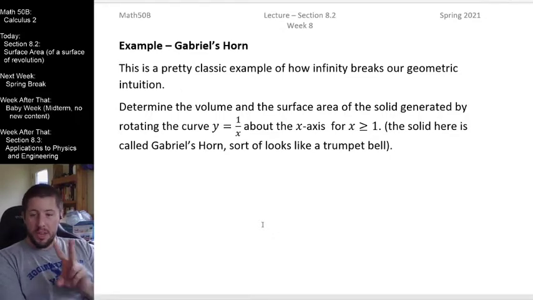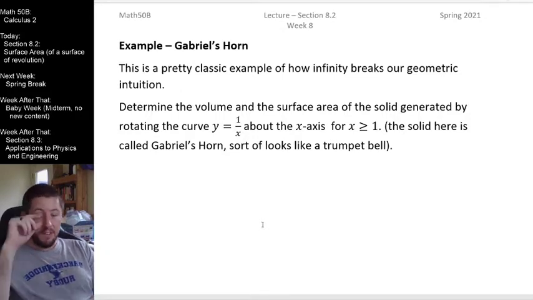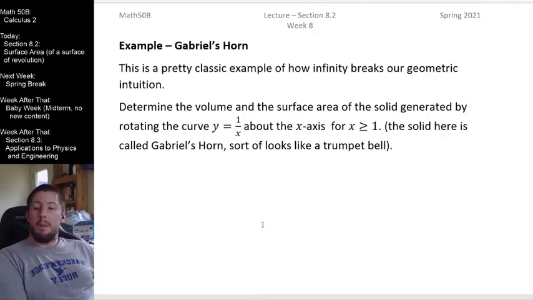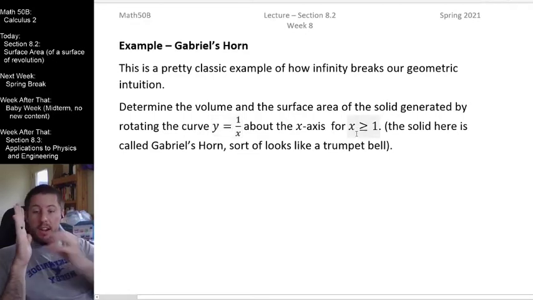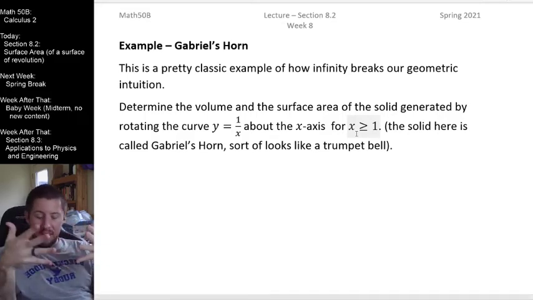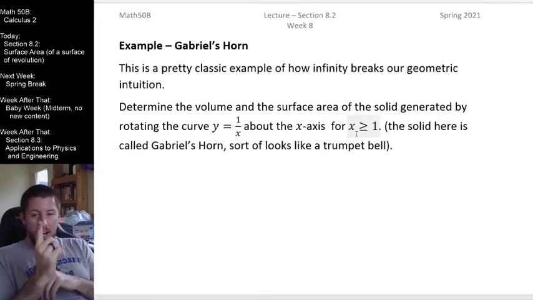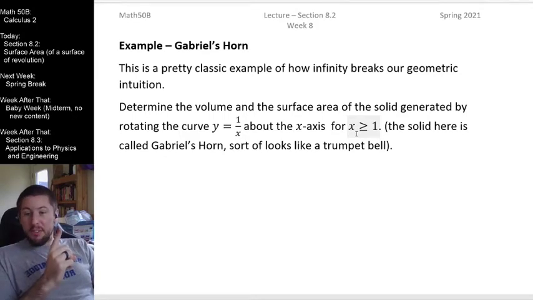What I want to do is two things. I want to know the volume of Gabriel's horn, and I want to know the surface area of Gabriel's horn. Gabriel's horn is a shape that is constructed by rotating y equals 1 over x about the x-axis for all values of x greater than or equal to 1. So there is a whole bunch of topics that converge on us right here. One, we're going to talk about the volume of a solid of revolution.